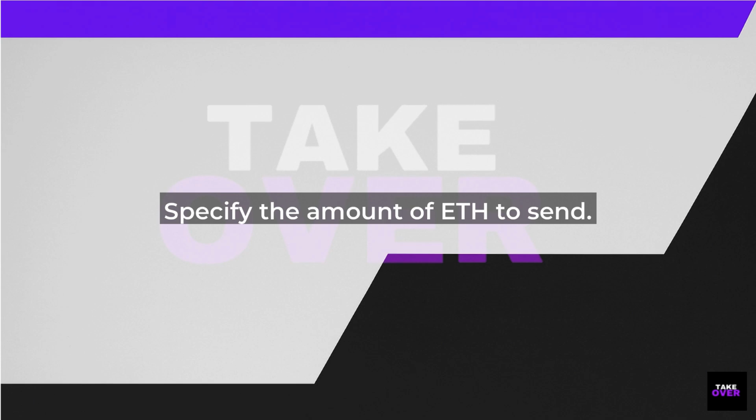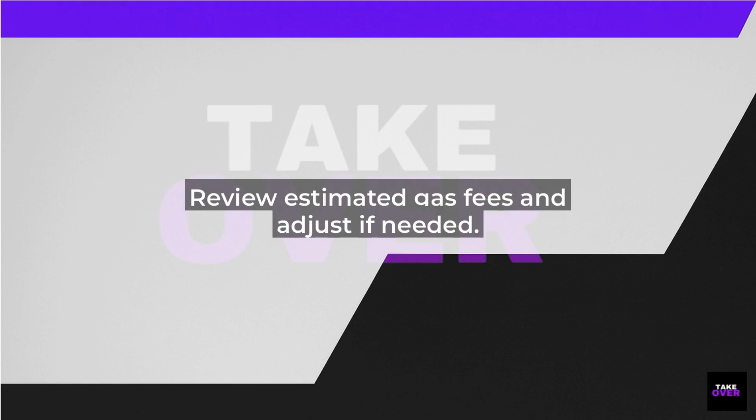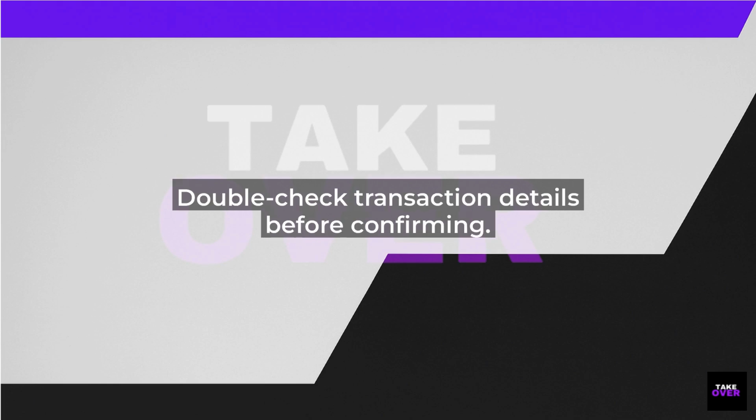Next, specify the amount of ETH you want to send. You'll see a field for that, and below it, Metamask will show you the estimated gas fees. In 2025, with advancements like Ethereum 3.0, fees might be more predictable, but always review them to ensure you're not overpaying. If you're on a budget, you can adjust the gas settings for slower but cheaper transactions.